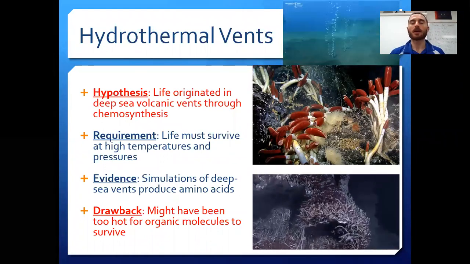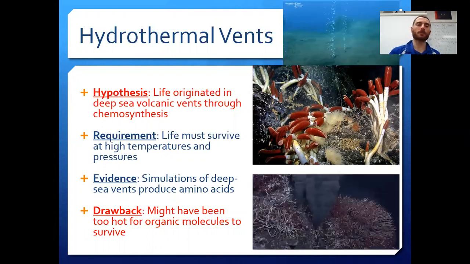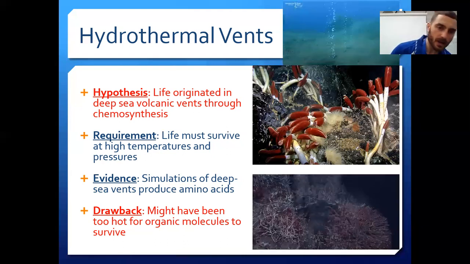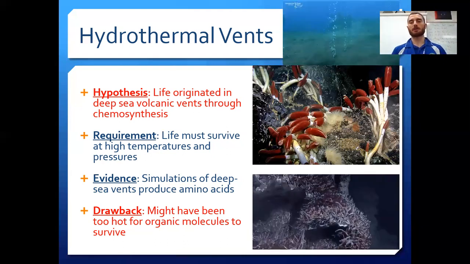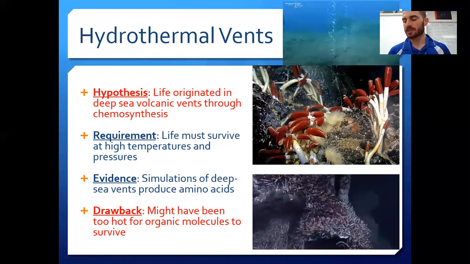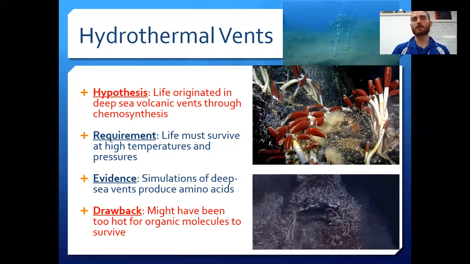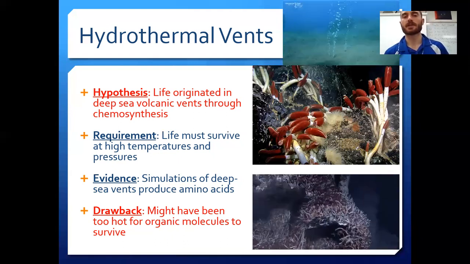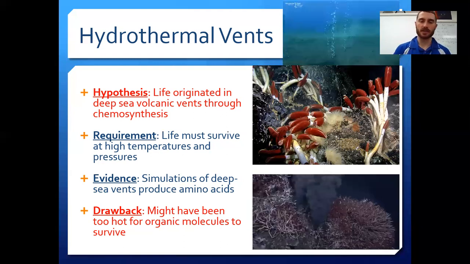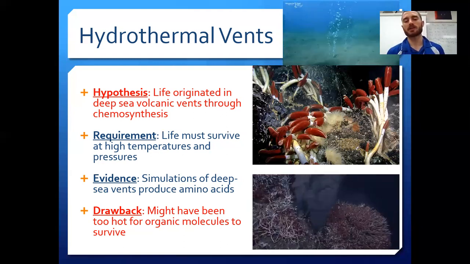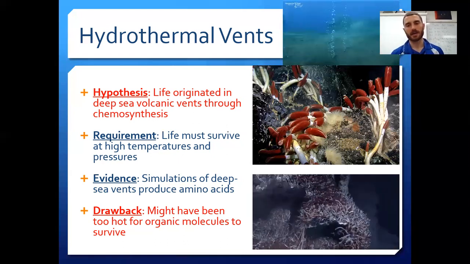Hydrothermal vents. The idea is that instead of life forming in shallow water, it formed in deep sea water, originating in deep sea volcanic vents through a process called chemosynthesis. Creatures at this part of the earth have no sunlight, so there's no photosynthesis. Normally all energy is filtered through photosynthesis from herbivores to carnivores, and so on. Well, these creatures have to survive through the chemicals that are coming out of those volcanic vents.